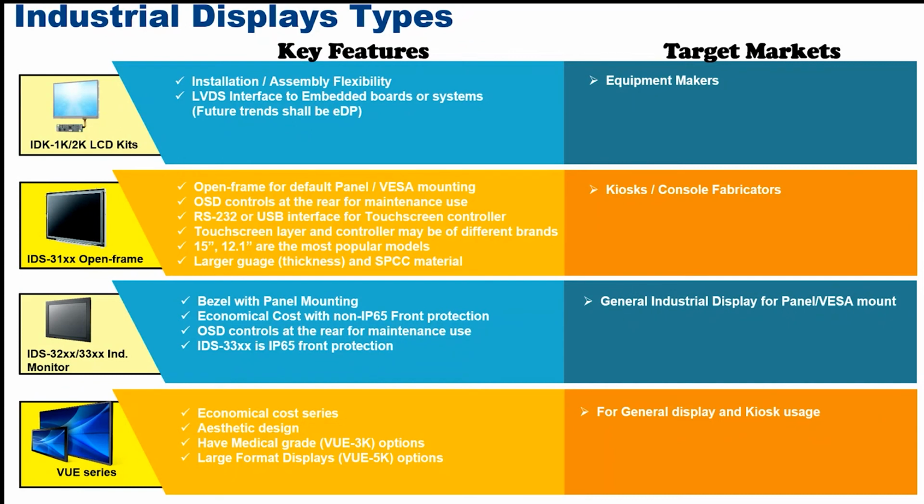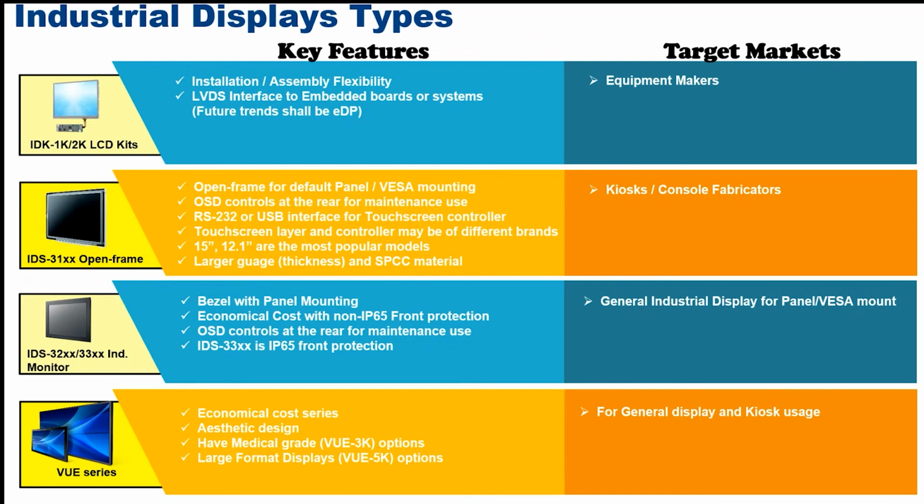Then how do you select the display? This is a good selection guide. We see IDK 1000 is for normal environment, and IDK 2000 is mostly for outdoor or hybrid. Then it has easy assembly and flexibility. This targeting market is for equipment builders. The main users prefer to have the flexibility to choose their own mounting method.